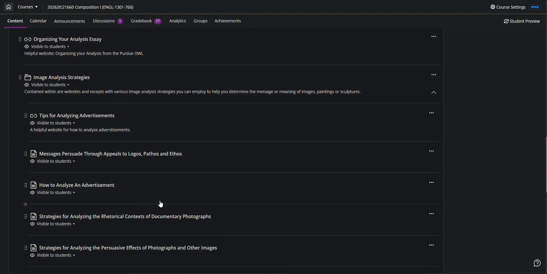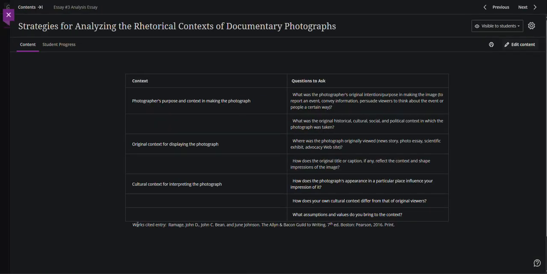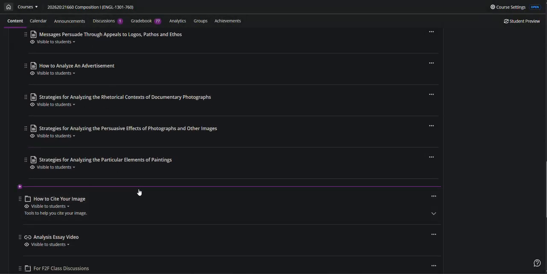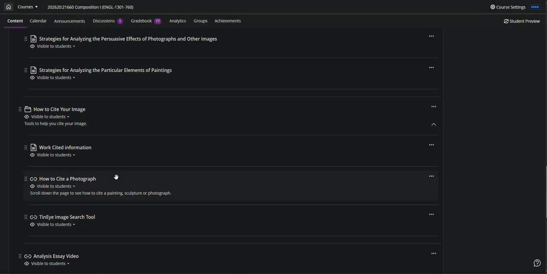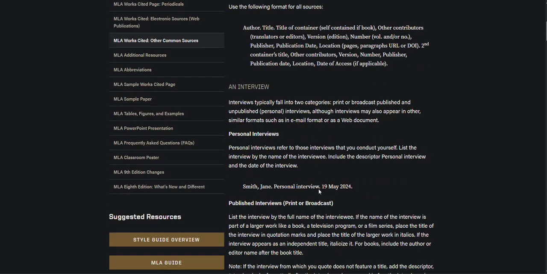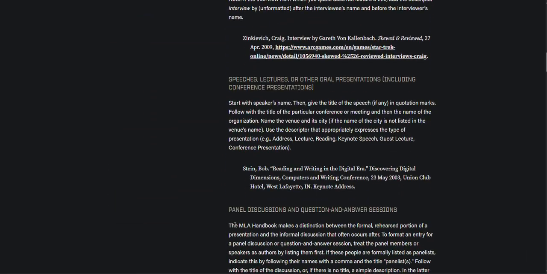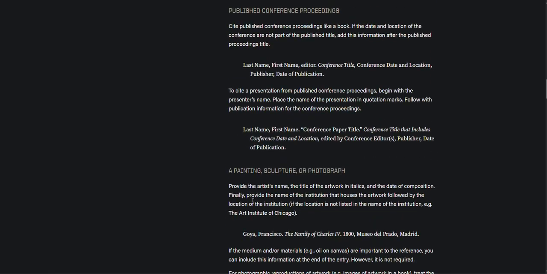And there should be that for literally all of these. Works cited entries at the bottom if you use any of these strategies for this. Finally, there's how to cite your image, which is here. This takes you to the OWL at Purdue. You have to scroll down a bit, but it will show you down here how to cite different things, and images, paintings, photographs are right here. So make sure that's cited.